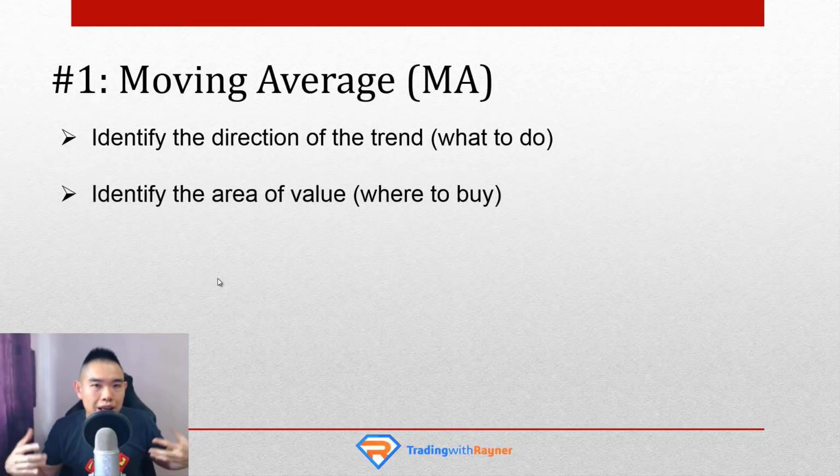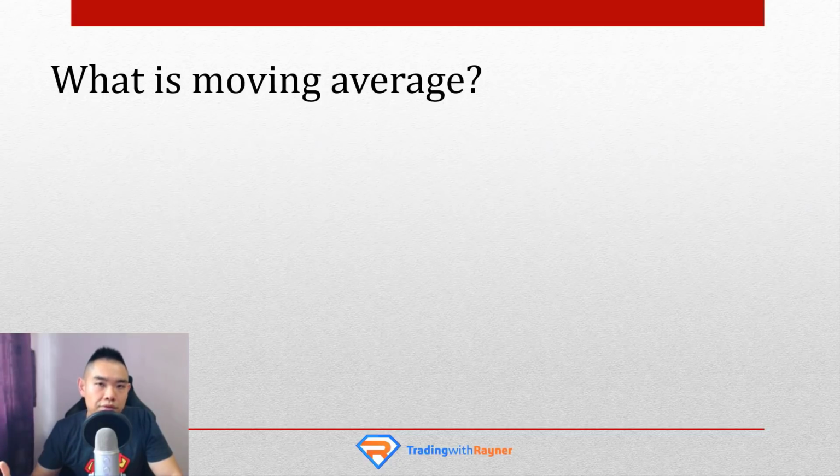Next, moving average helps you to identify the area of value. So this allows you to buy low and sell high in the stock markets. Make sense? Alright, don't worry if you don't know how to do this right now, because in the later part of the video, I'll share with you step by step how to apply the moving average. But first, I want to talk about the moving average indicator. What is this about, and why does the squiggly little line go up and down on your chart?